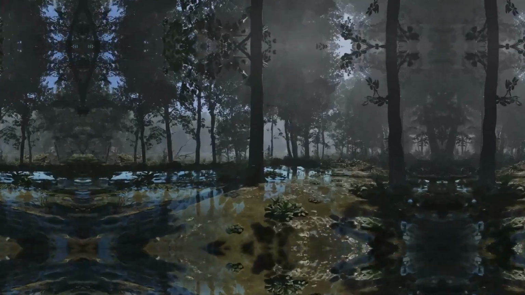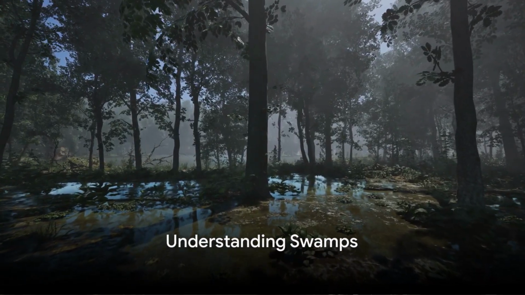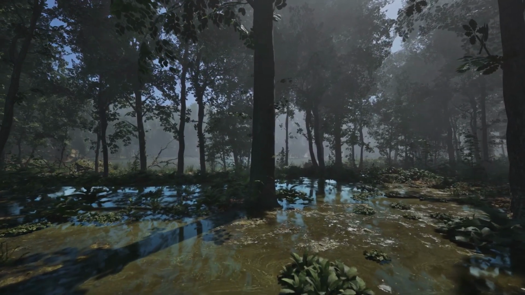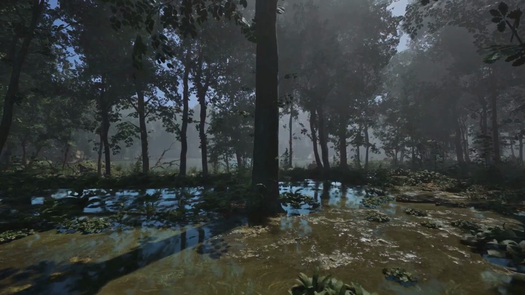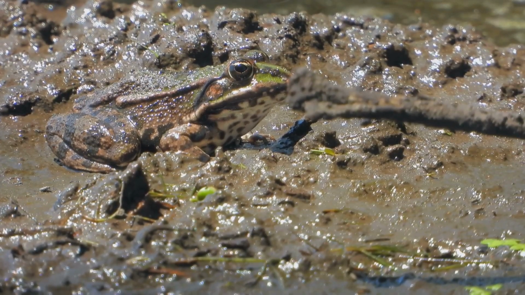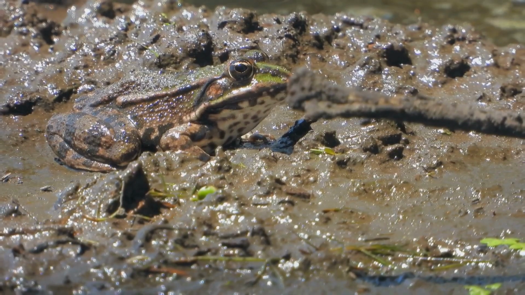First and foremost, we need to understand what a swamp is. It's a wetland filled with trees and shrubs that's often submerged in water. These are not stagnant, lifeless places, but rather vibrant, alive ecosystems teeming with a multitude of species.